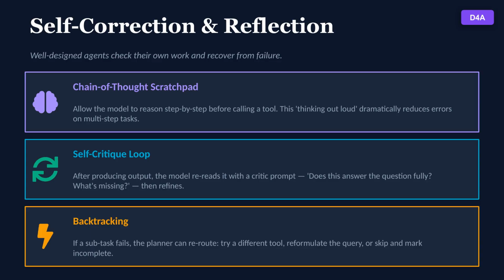Well-designed agents check their own work. 3 techniques. Chain of thought scratchpad. Let the model reason step by step before calling a tool. This reduces errors dramatically on multi-step tasks. Self-critique loop. After producing output, the model rereads it with a critic prompt. Does this answer the question fully? What's missing? Then it refines. Backtracking. If a subtask fails, the planner reroutes. Try a different tool, reformulate the query, or skip and mark incomplete.